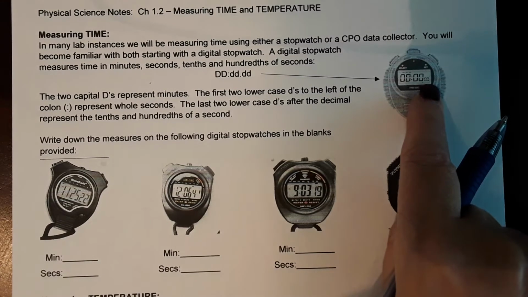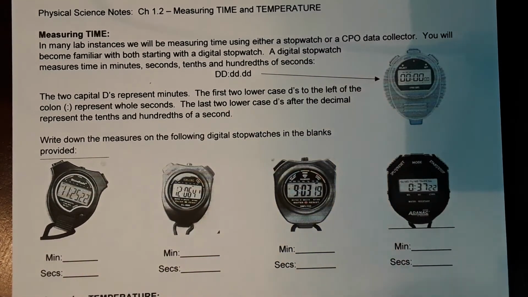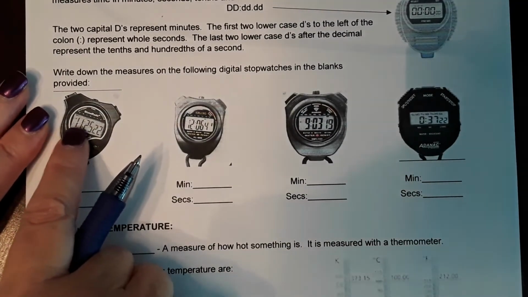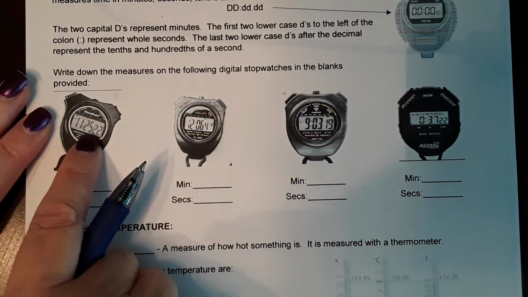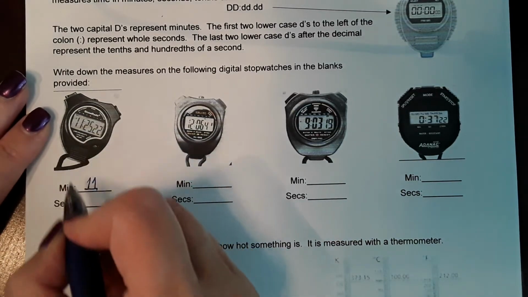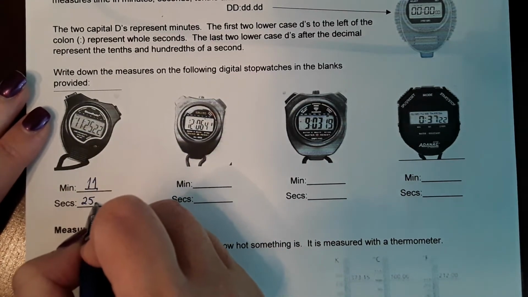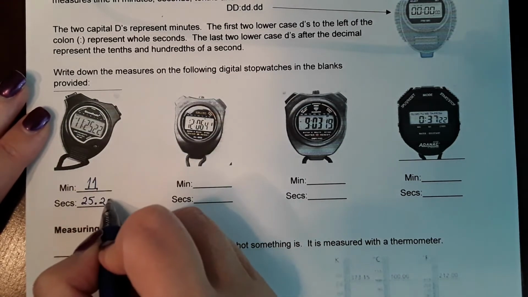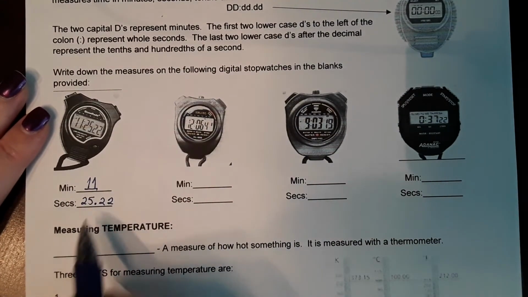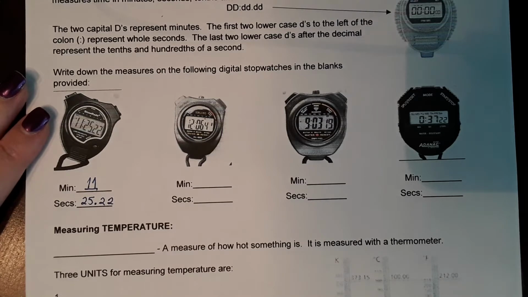So let's see how we would correctly read measurements on a stopwatch. Look at these examples here. On the first stopwatch, you have 11:25 decimal 22. So that would correspond to 11 minutes, 25 whole seconds, 2 tenths, and 2 hundredths, or 25.22 seconds. So 11 minutes, 25.22 seconds. Why don't you take this opportunity real quick to go through these other 3 images and see if you can write down correctly what those measures would be.